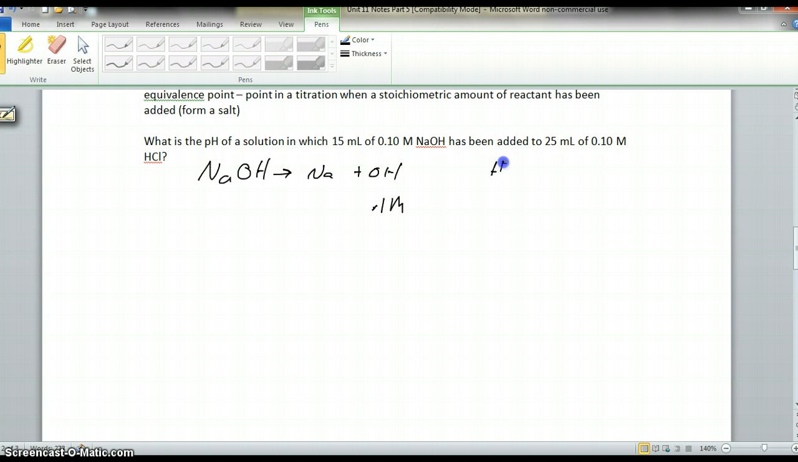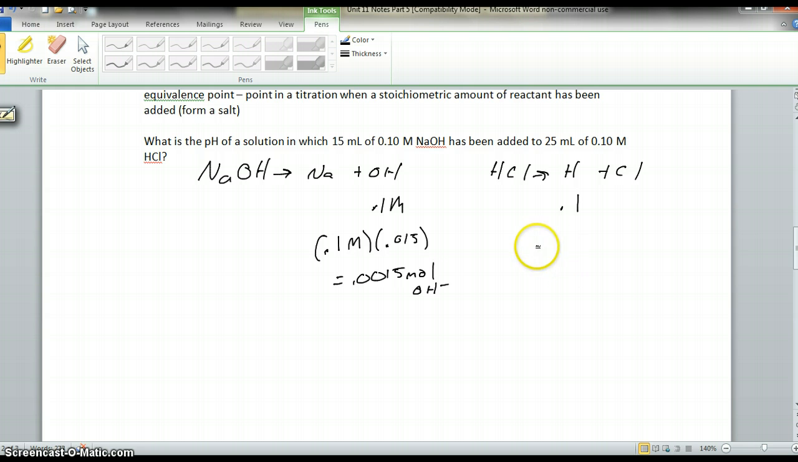Same thing with the HCl. HCl will break apart into H and Cl. So the concentration of H, or hydronium, is the same as the HCl, so the 0.1 there as well. Now, what this means is you have 0.1 molar OH and there's 15 milliliters. So if we do 0.1 molar, which is moles per liter, times the volume that we have originally, 0.015, we had 0.0015 moles of OH to begin with. Here we have 0.1 times 0.025, or 0.0025 moles of H3O+.